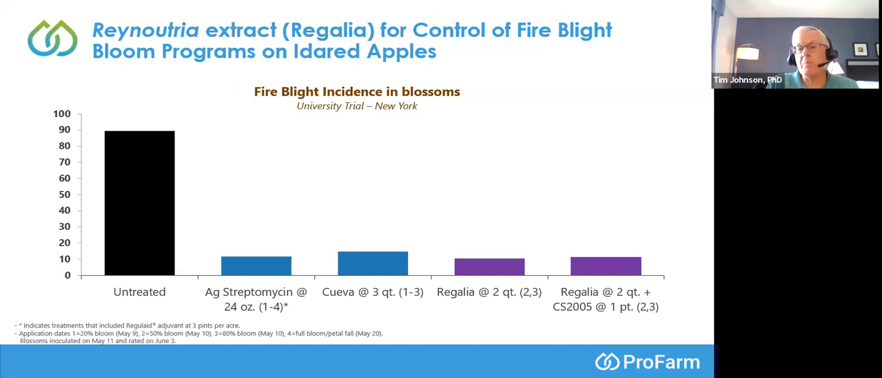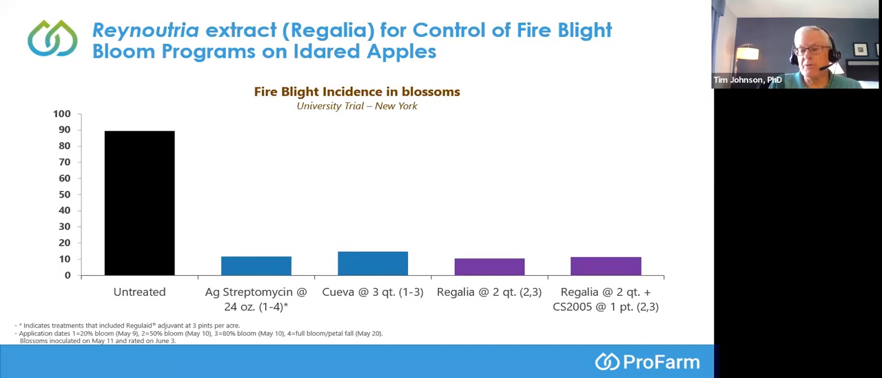So this is fire blight incidence on apple blossoms in New York State. We can see in the untreated during the evaluation point, we have 90% of the blossoms infected, so it's a pretty high level of infection. Ag streptomycin, which is an antibiotic, that's the standard, if you will, performed quite nicely. And then we've got Quava, which is copper soap, and coppers are oftentimes used for bacterial disease control. Regalia at 2 quarts by itself, which is kind of a standard rate, if you will. And then Regalia plus a copper sulfate product called CS2005.